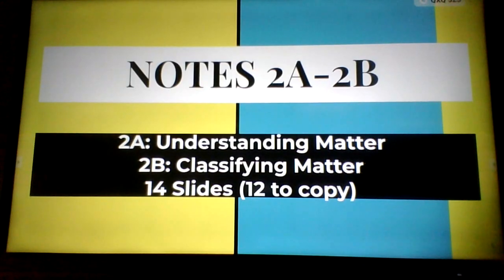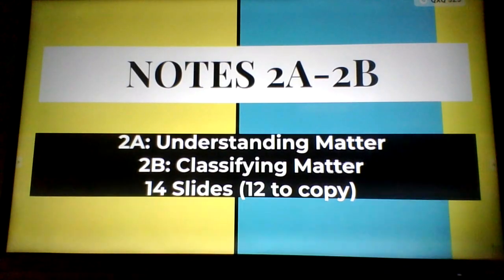We are ready to begin our study on matter and the phases of matter. 2A and 2B talk about what matter is and how to classify matter according to certain characteristics. 2C and 2D, those sections will discuss the phases of matter and how matter changes from one phase to another. We are ready to begin. Notes 2A and 2B, understanding matter and classifying matter.